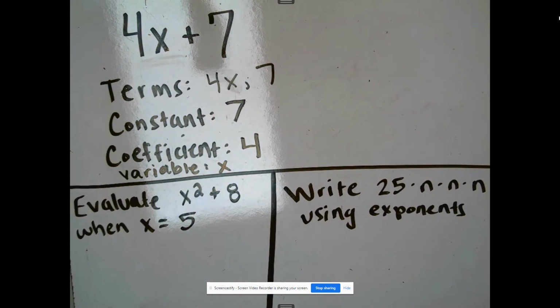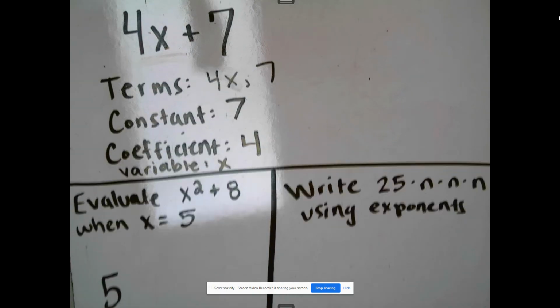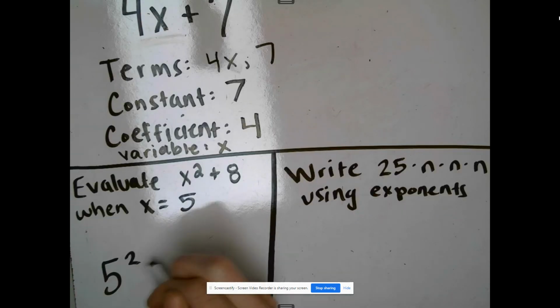Now, when we want to evaluate x squared plus 8 when x is 5, all we do is just plug that number in. Sometimes you'll plug multiple numbers in, but here we just have one variable, so I'm going to plug that in. So I'll have 5 squared plus 8, right? And then we just solve it.